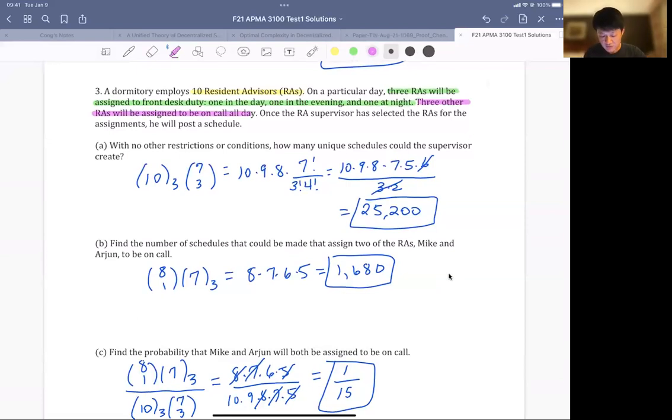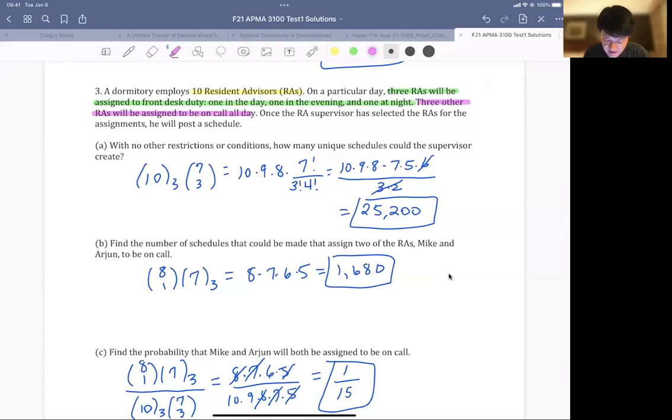One is for front desk, and for front desk, noticing that these 3 RAs are assigned sequentially. There is an order here because for A to be, let's say, in the day and B to be in the evening, this is different than the assignment of B in the day and A in the evening, okay? So you have to consider the order here.